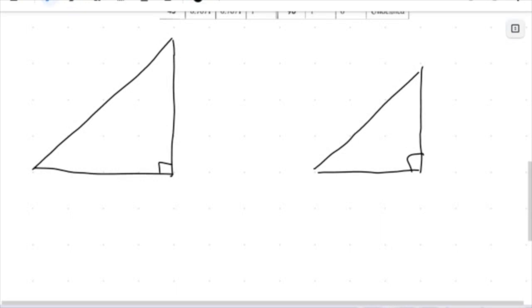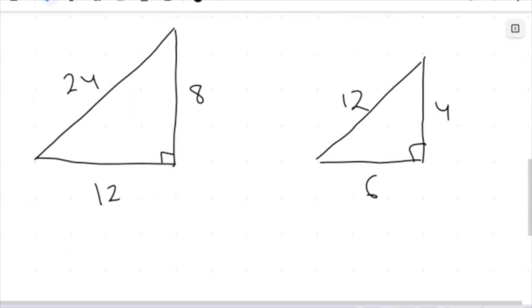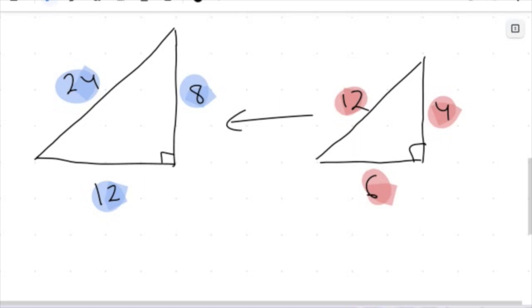So for example, with something like this, if I had 4, 6, 12, and my larger one had the measurements of 8, 12, 24, we can see that to get from each value here to the numbers on the left here, each of these values has been scaled up by 2. So to get from this triangle, from right to left, we multiplied everything by 2. That's what we mean by in proportion.